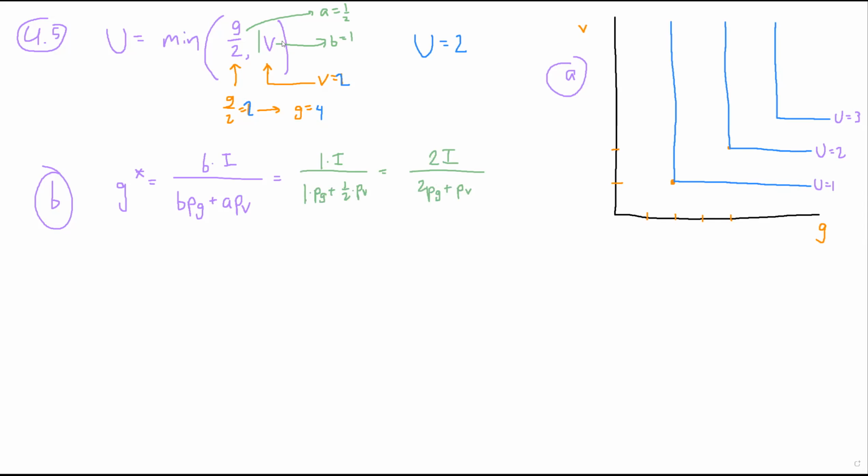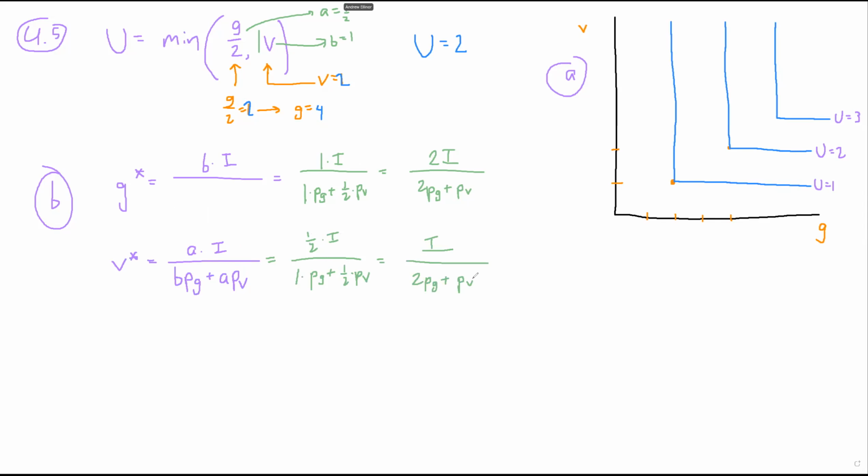I over PG plus PV over 2, which is what I have here, but you can simplify it to become this. All right, let's go ahead and find V star. Well, from my cheat sheet, that would be A times I over, this guy stays the same, so I'm just going to keep it, equals 1/2 times I over 1 times PG plus 1/2 times PV. After some simplification, doing a little bit of arithmetic, you get I over 2PG plus PV.